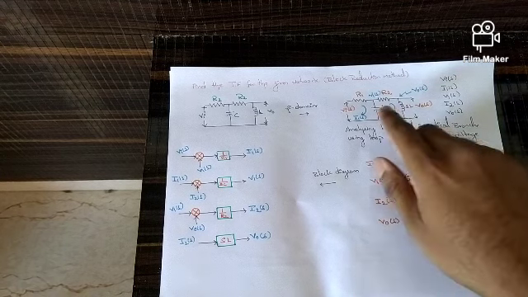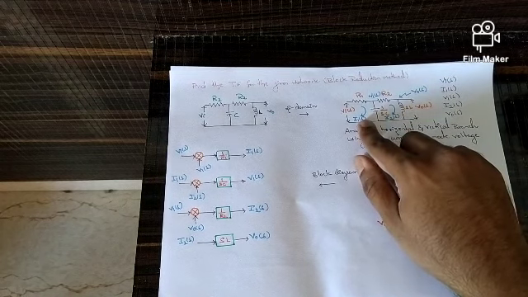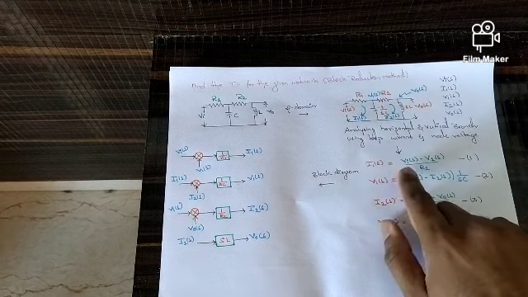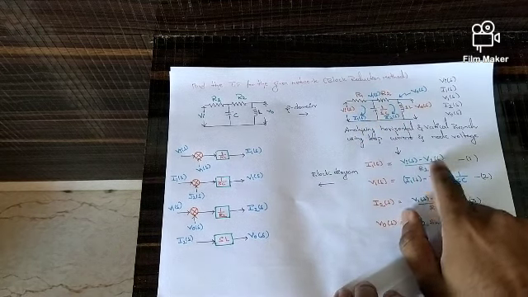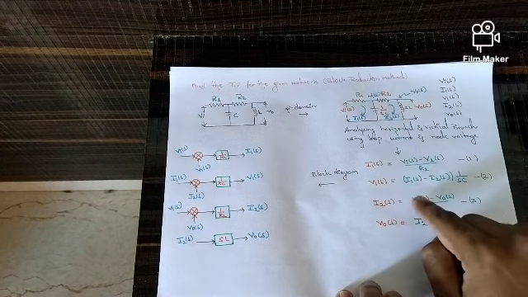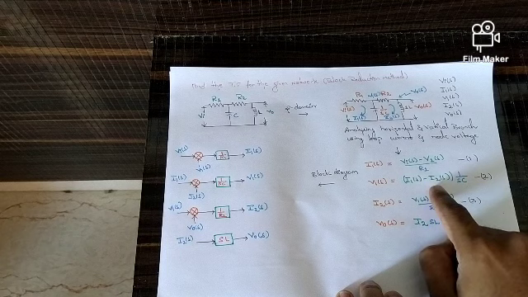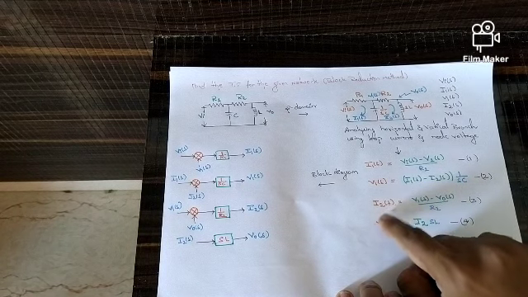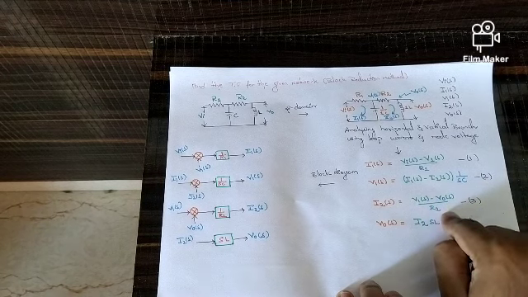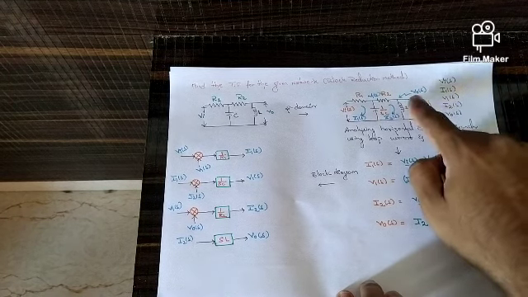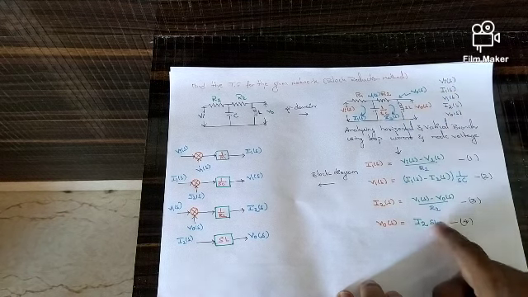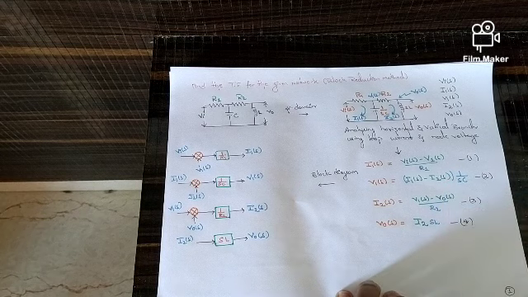So I can write the equation for I1 of S first. The first equation is Vi of S minus V1 of S divided by R1. For V1 of S it is I1 of S minus I2 of S into 1 by SC. I2 of S is V1 of S minus V0 of S divided by R2. And for V0 of S, the current flowing across SL, the inductor, is I2 of S, so I can write it as I2 of S into SL. So I have four equations.